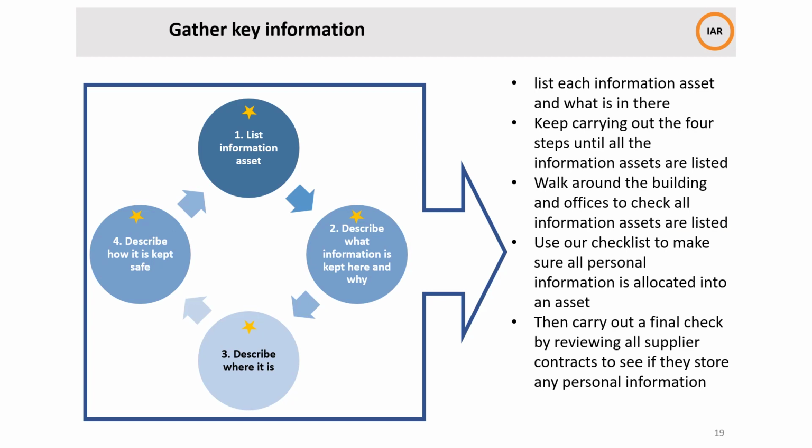I would suggest the sorts of things you need to be doing is walking around your building or office, depending on the size of your organization, and check that all information assets are listed. And then you can use the checklist to make sure that all personal information is allocated to a specific information asset.